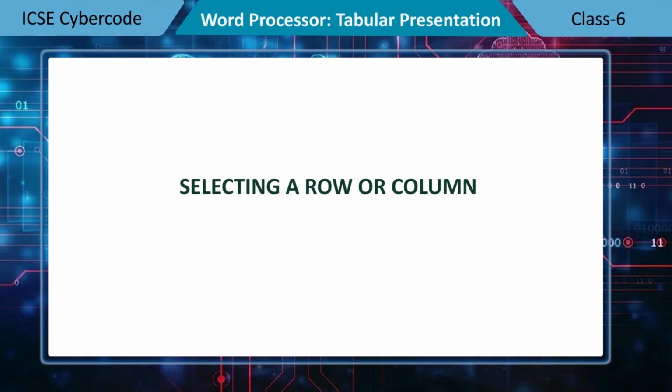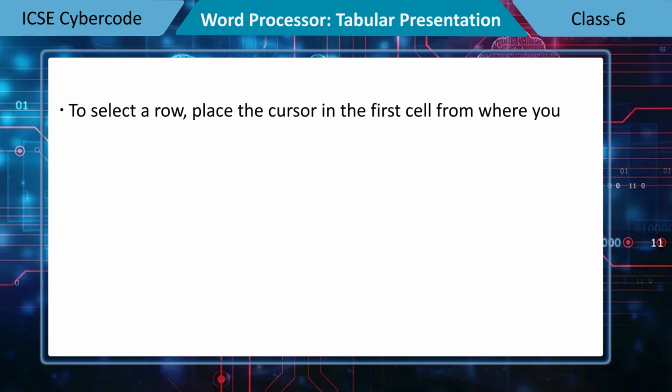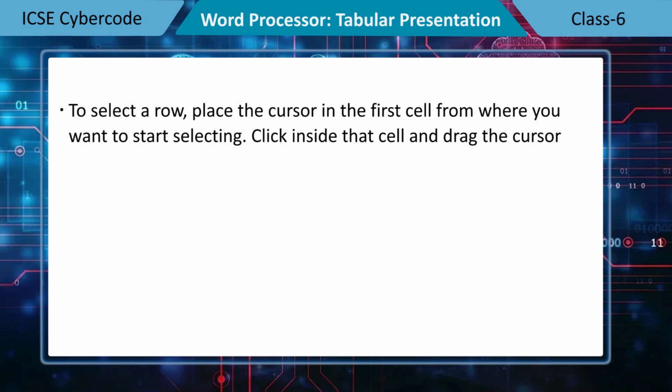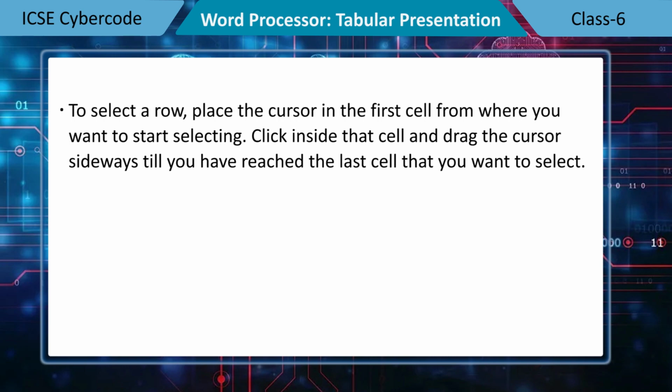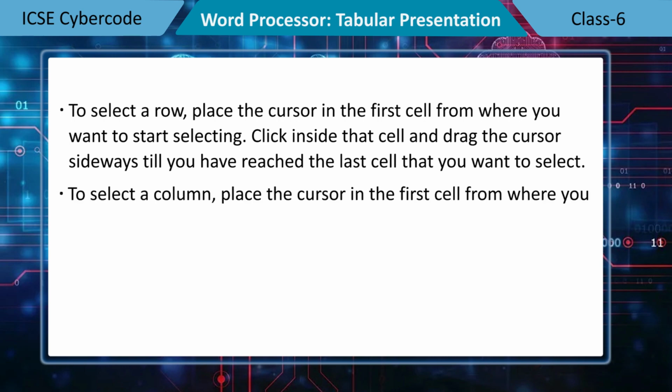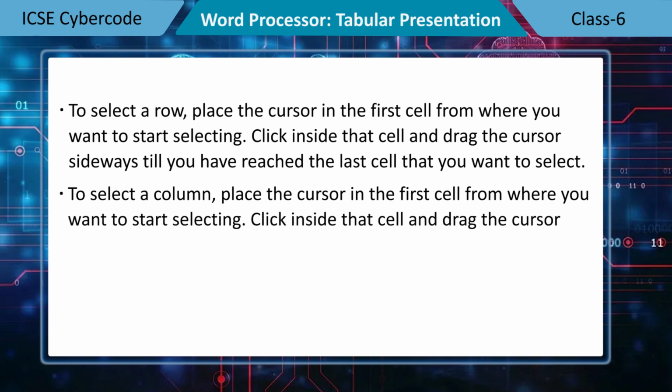Selecting a row or column. To select a row, place the cursor in the first cell from where you want to start selecting. Click inside that cell and drag the cursor sideways till you have reached the last cell that you want to select. To select a column, place the cursor in the first cell from where you want to start selecting.